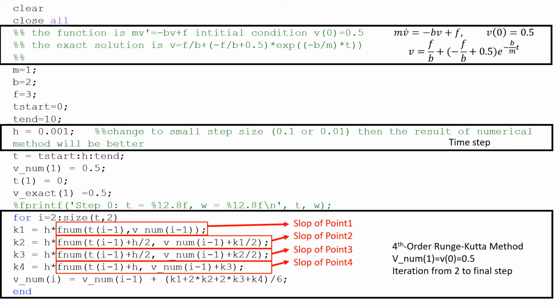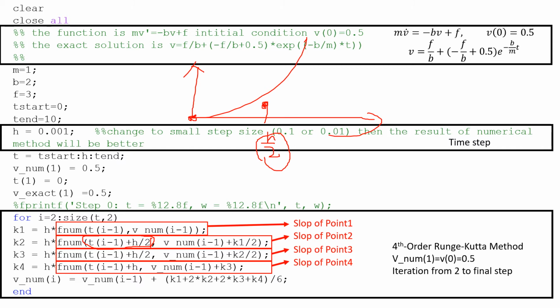So we get the first one, K1, and then we can get the second one. For the second one, we try to find the middle point. Remember, we use the first one to find this one. It will be at half the time, so it will be the previous point plus the half time interval, and I also get the slope.